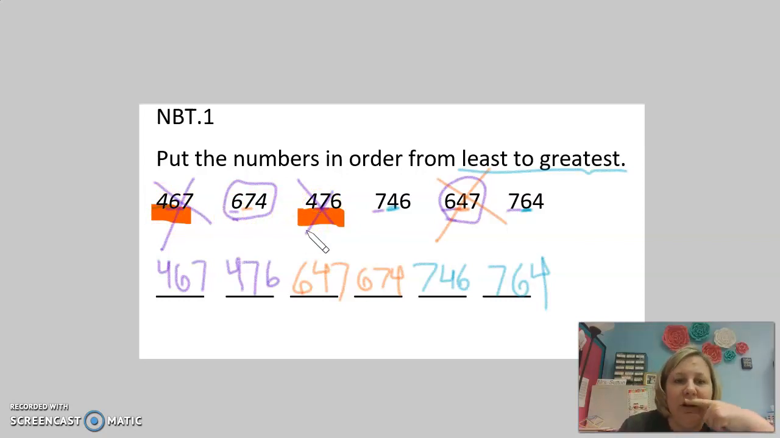What if the tens were the same? What if they both had started with a 60? What's the next place that I would look? That's right, at my ones.